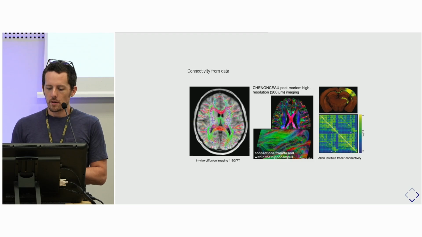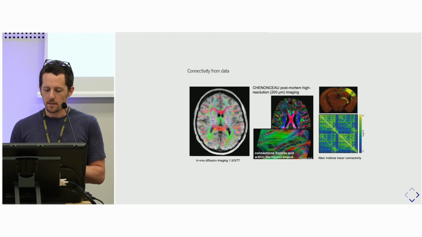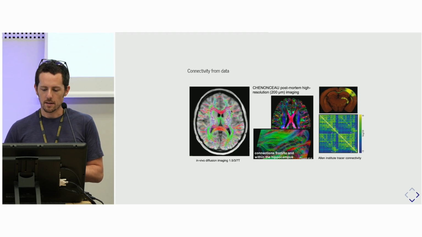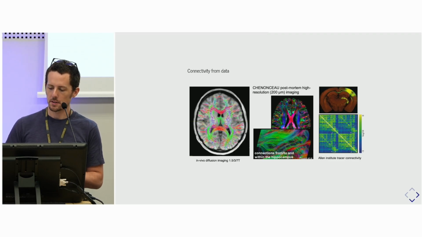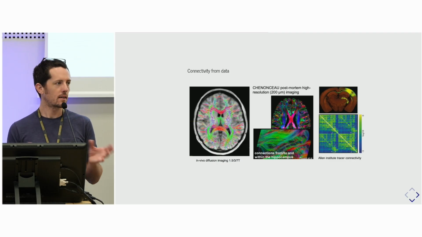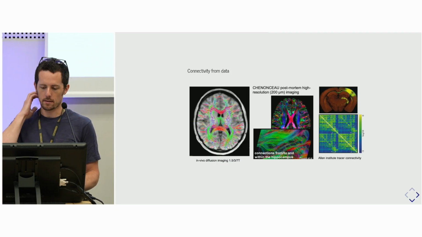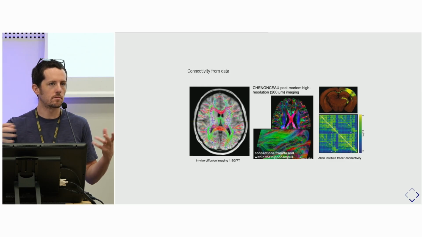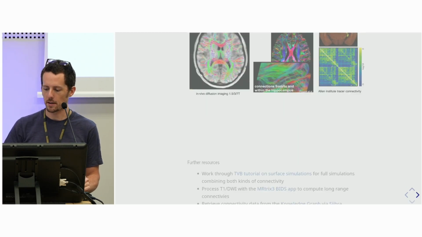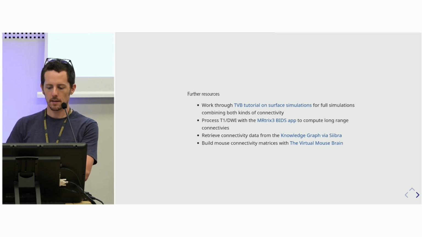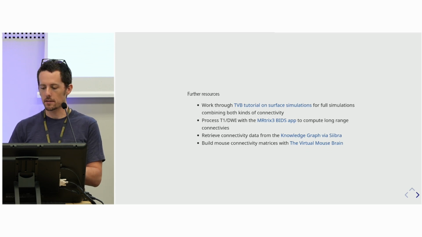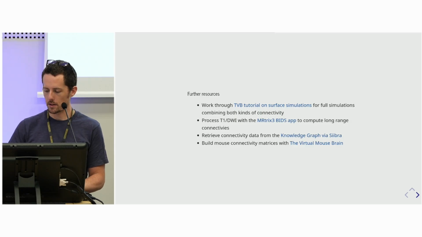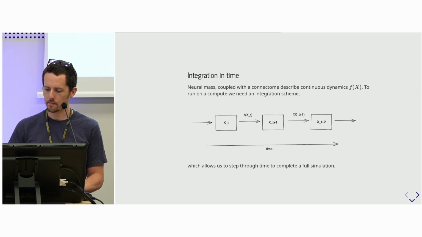Again, we have a few different sources of data. So this is an example of what the connectivity from diffusion imaging looks like, but there are other resources on eBrains and outside of eBrains for getting connectivity data that we can discuss after the talk if you have specific questions about that. Again, there are some links that can help you get started, and I'll let you read those if you're interested.